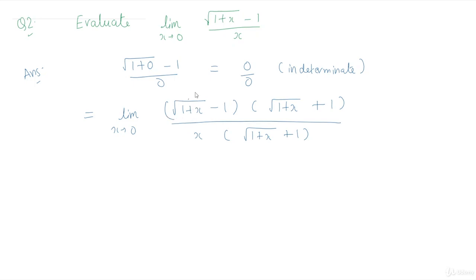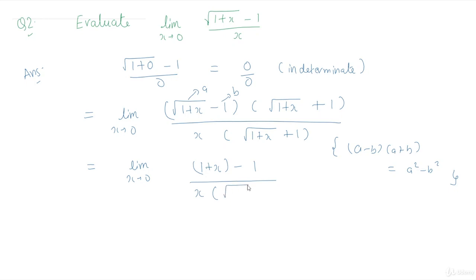Now you can see an identity here. Let's say this is a and this is b. So this is a minus b and this is a plus b. By the identity, (a − b)(a + b) is equal to a square minus b square. We will use this identity to make this simpler. So this will be the limit as x approaches 0 of a square, that is √(1 + x) whole square, which is 1 + x, minus b square, that is 1, over x multiplied by (√(1 + x) + 1).